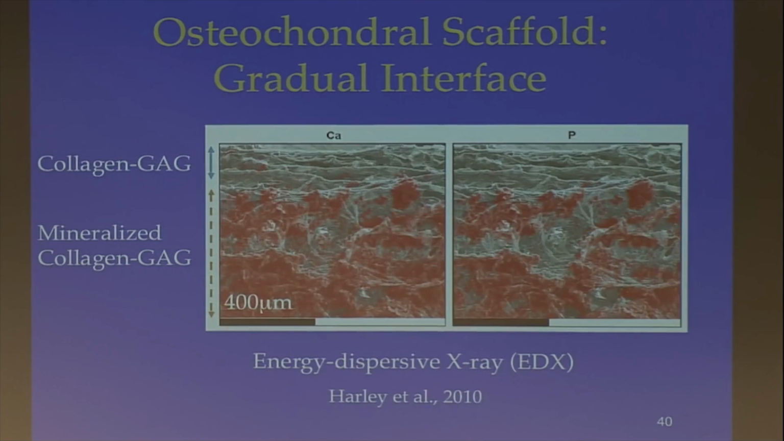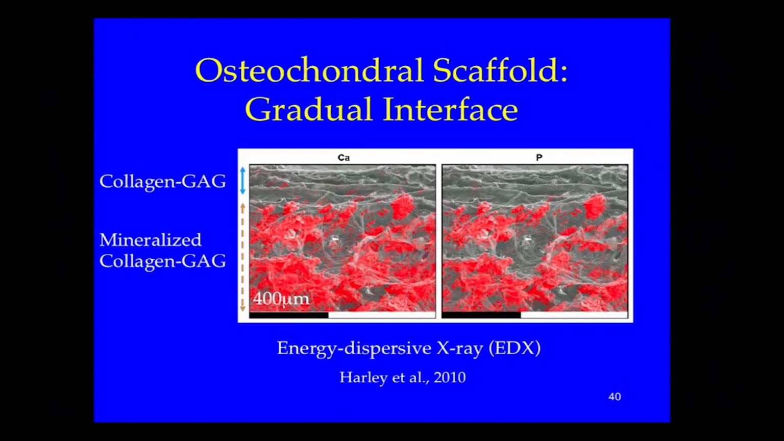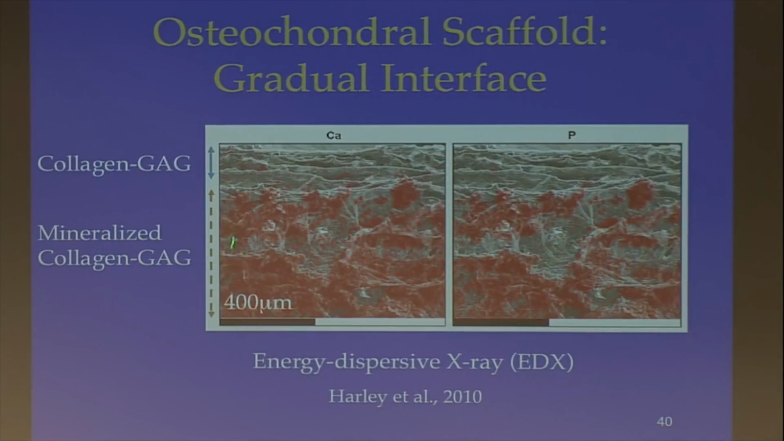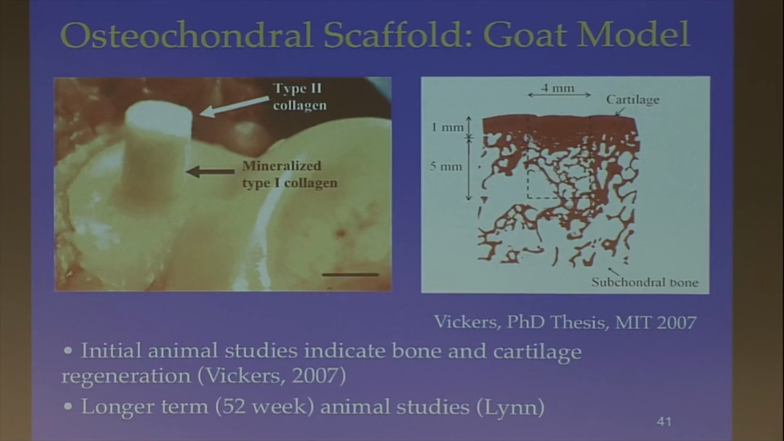And then this is what the structure looked like in the EDX. You can see this is the collagen GAG layer, this is the mineralized layer, and there's some zone in between that's a little bit mineralized, not as much as the bony layer, but more than the cartilage layer. And the same with the phosphorus. So we have this kind of collagen GAG, slightly mineralized layer, and then a more mineralized layer.